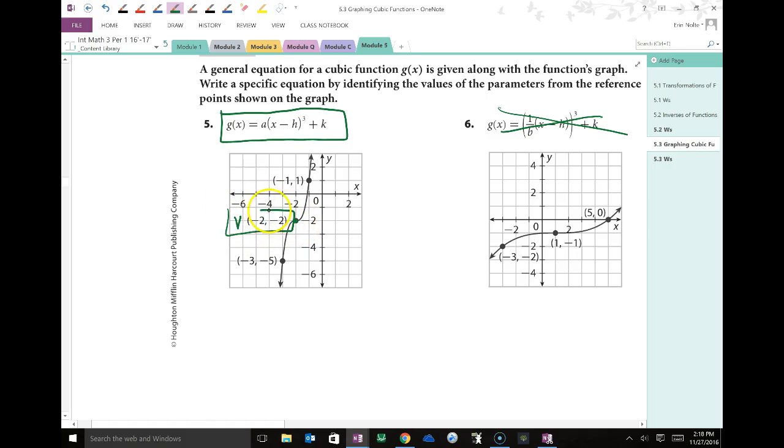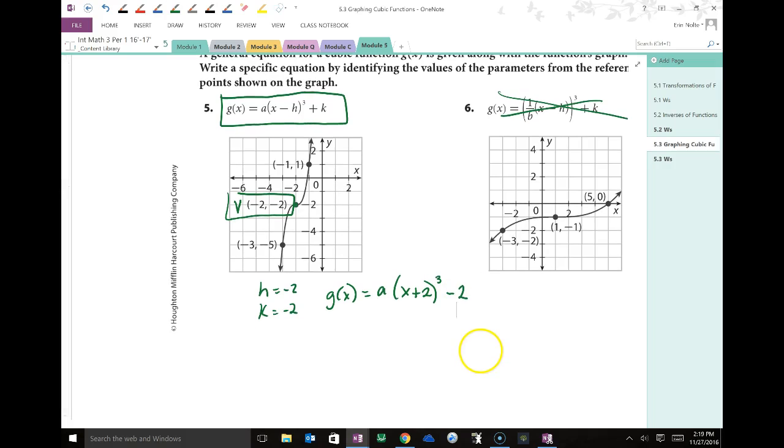So (-2, -2) is our vertex. That means my h value is -2 and my k value is -2. So for my equation, I have a times (x minus -2). If I have minus a negative, that's the same as plus, then cubed, plus k, which is -2. At this point I'm almost there, but I'm still missing the a.